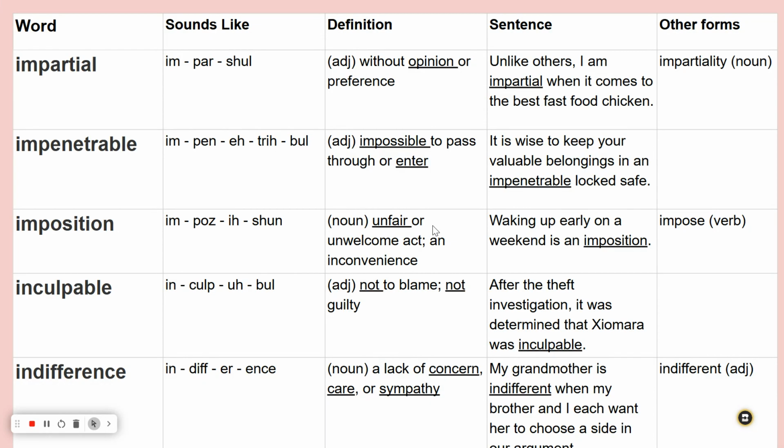Inculpable is an adjective. Inculpable means not to blame, not guilty. So if we took in away from inculpable, we'd have culpable. If you are culpable for a crime, you are guilty. You're being held responsible. After the theft investigation, it was determined that Xiomara was inculpable. Xiomara was innocent.